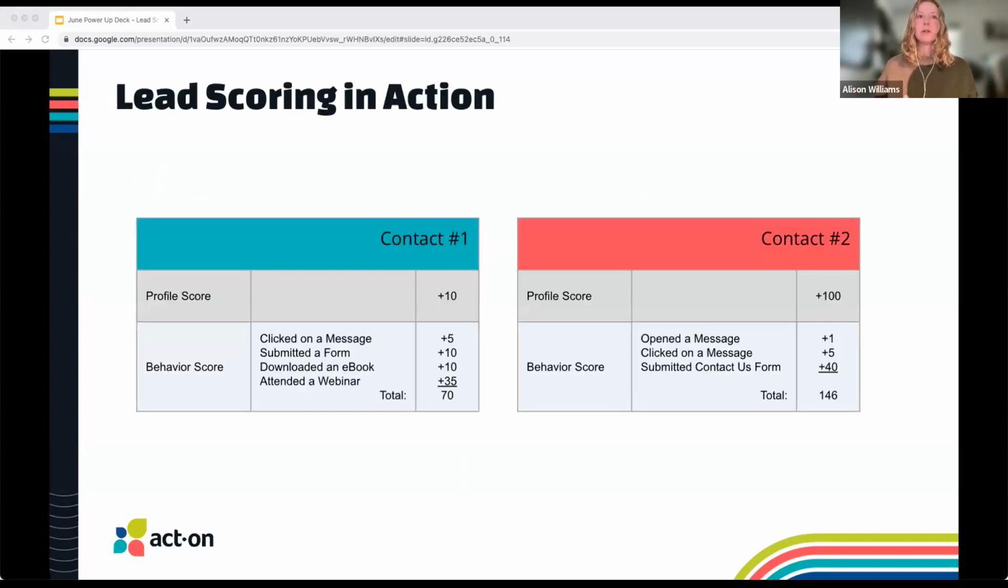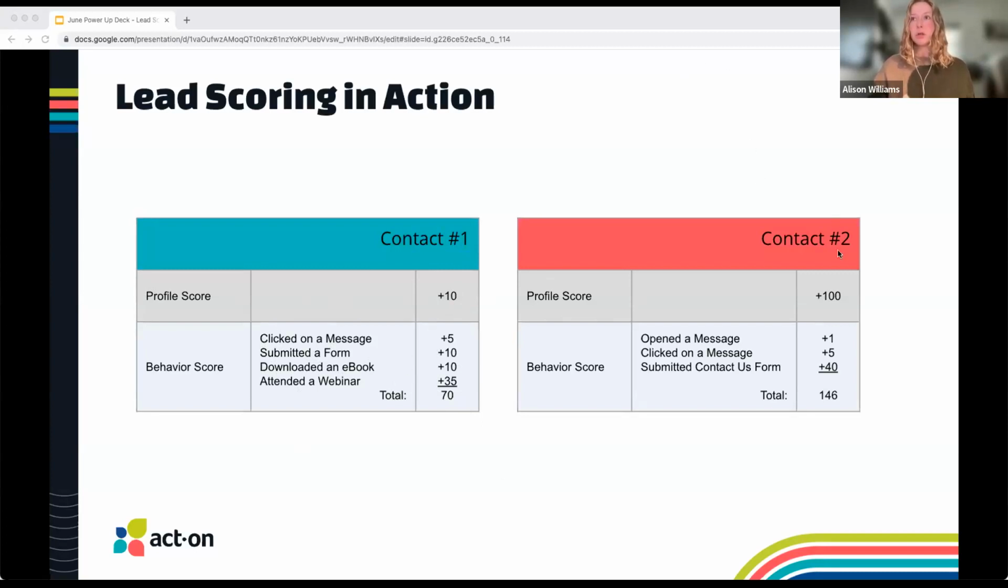So let's kind of see how that looks. I have here some profile scores for 2 different contacts. This contact has a profile score of 10, and they've got a good level of behavior, of recent activity here. So they've clicked on a message, submitted a form, downloaded an ebook, attended a webinar. Their lead score is pretty high, 70.